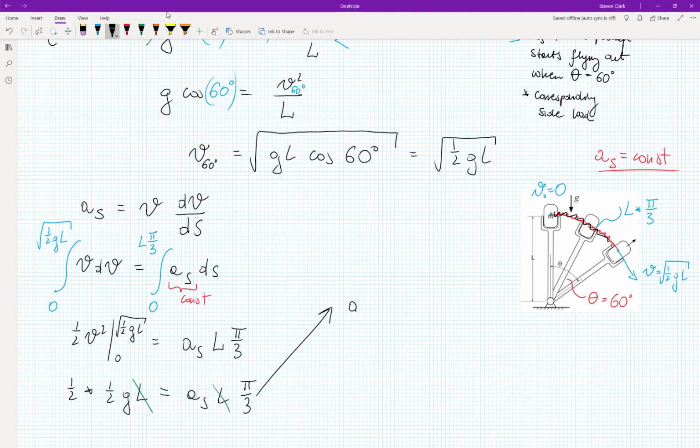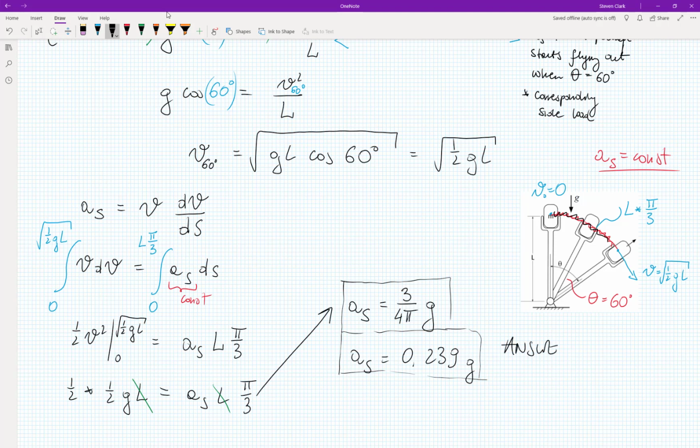Since they ask us to find AS, this is the answer. AS is equal to 3 divided by 4 pi times g. If you want to simplify that number, you can grab your calculator and obtain 0.239 g. Both answers are fine. Okay, guys, I told you it would be tricky, but this is how you get it.